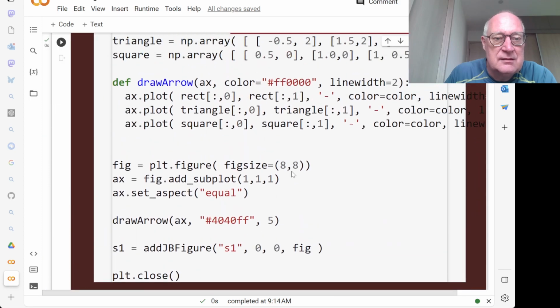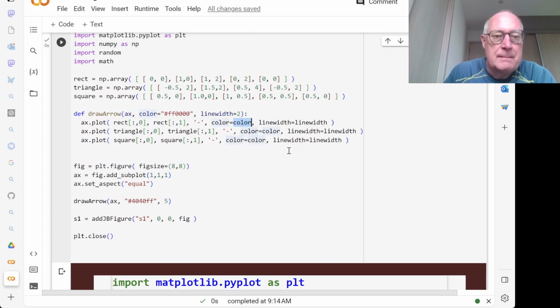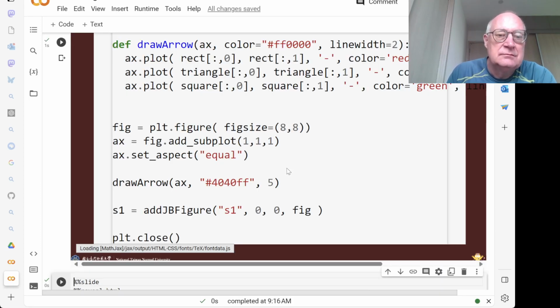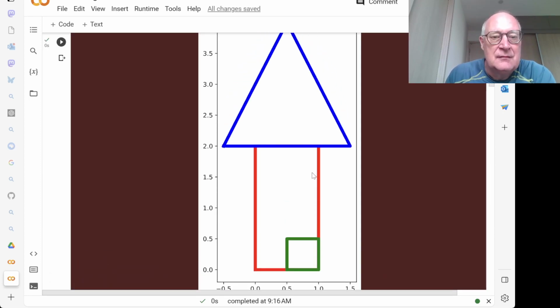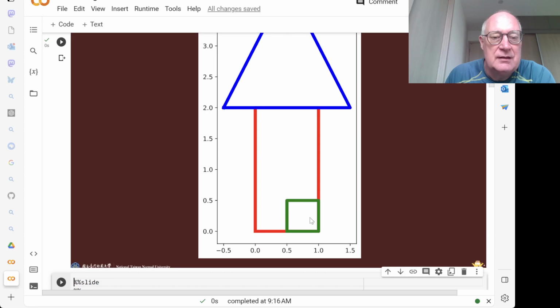And I guess I can make it a little bit clearer by specifying the line colors. Then we end up with this figure. And so the triangle in blue, the rectangle I just mentioned in red, and the square in green.